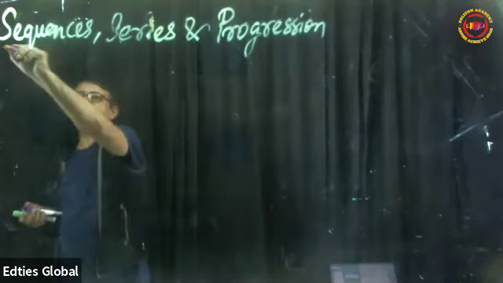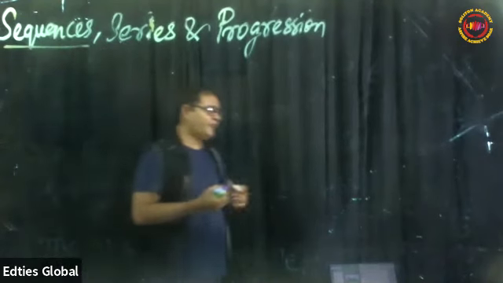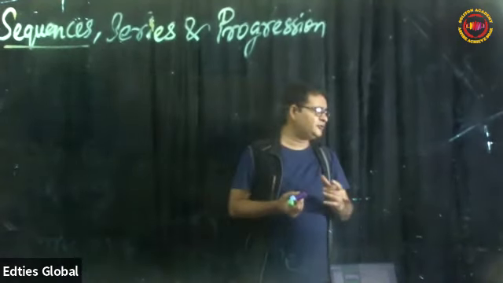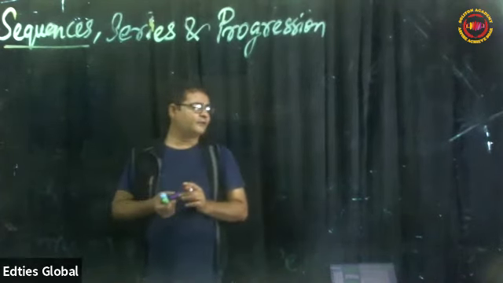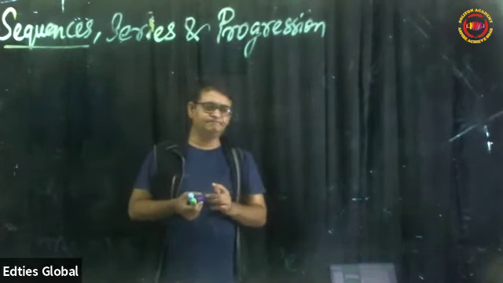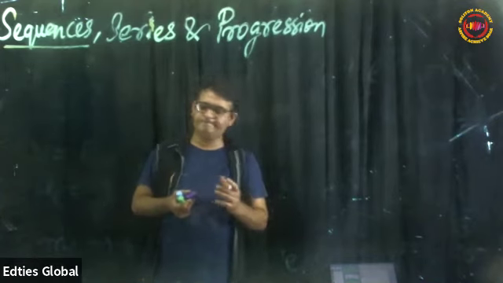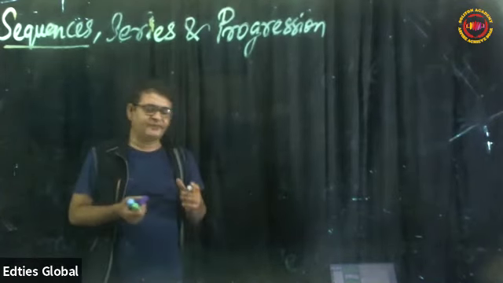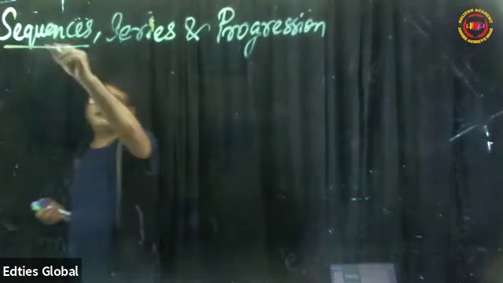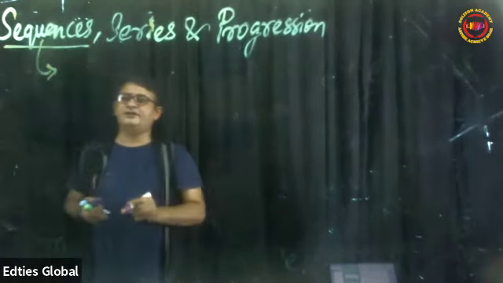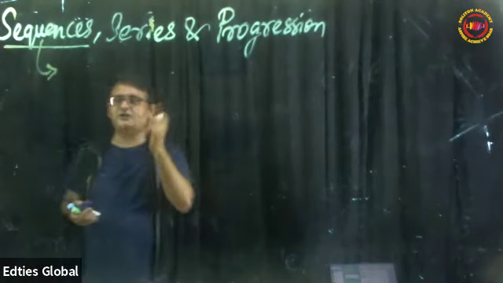What is meant by sequence? Does anybody have an idea? Himanshu, Shaisha? So a sequence is basically a group of numbers which are arranged by following a certain rule. Exactly. So they are arranged. So the sequence consists of numbers.